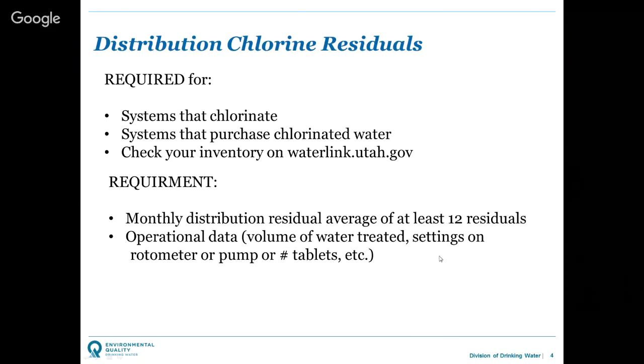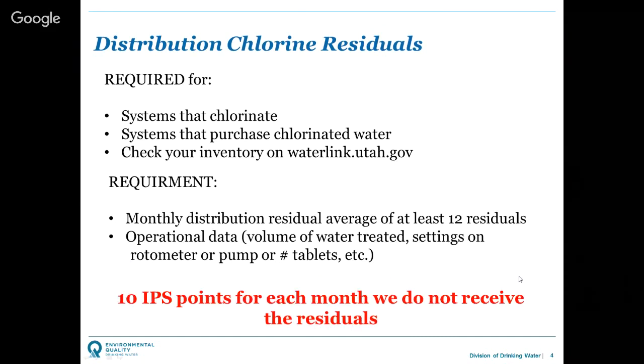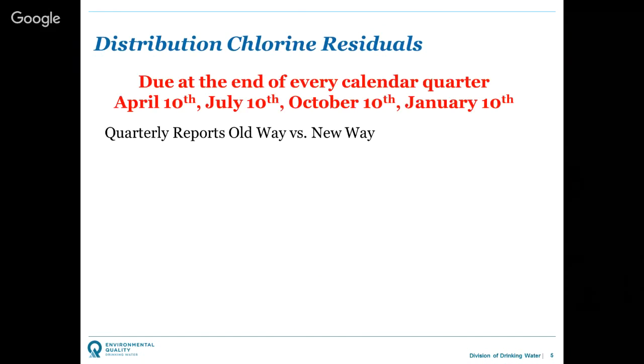So if you do not submit this information, it is 10 IPS demerit points for each month that we don't receive those residuals. And you can check your IPS report today. Those violations for the first quarter of 2017 have been added, and we will try to pare down that list and send out notices of violation in about a week and a half on those violations. So please just keep in mind, they're due at the end of every calendar quarter.